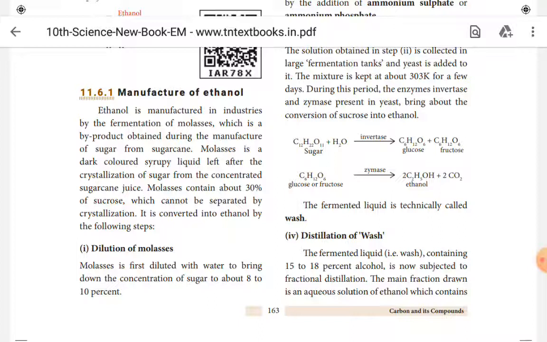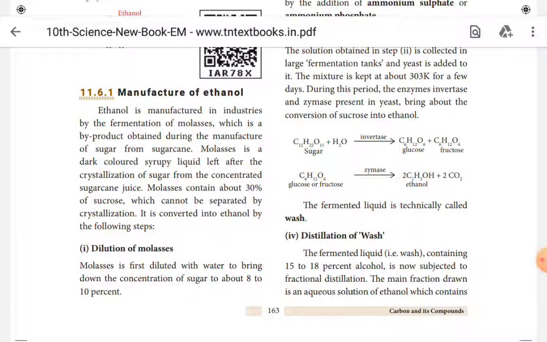And this liquid, this syrupy liquid, cannot be separated by crystallization. It is the unconverted portion of sugar juice which is left behind. So that is collected for the manufacture of ethanol. So the basic principle is fermentation, and sugar molasses is the raw material for the manufacture of ethanol.